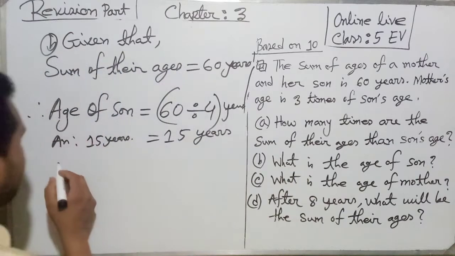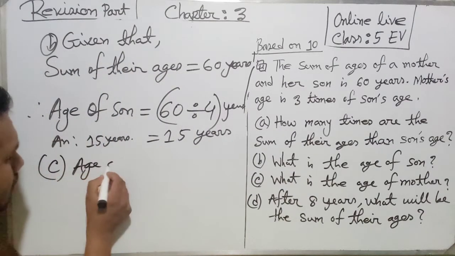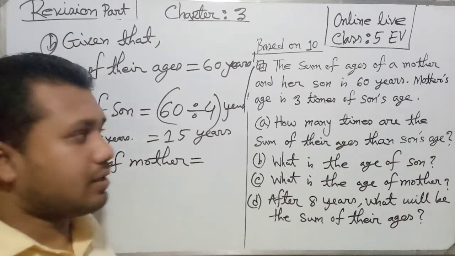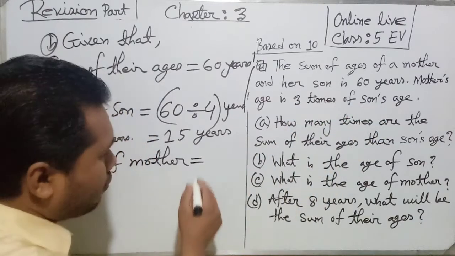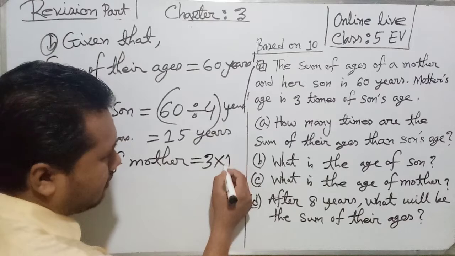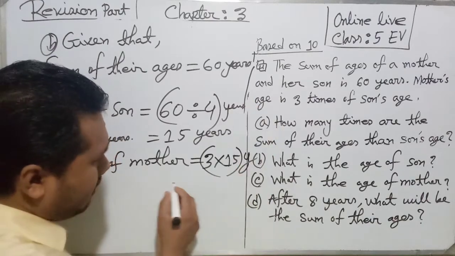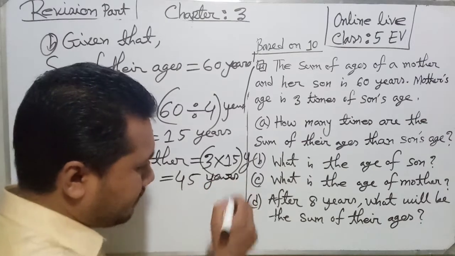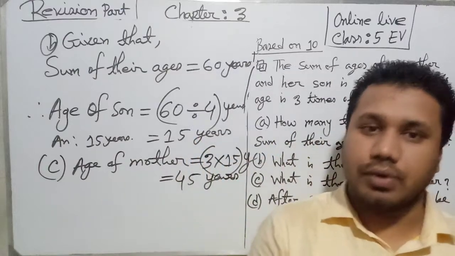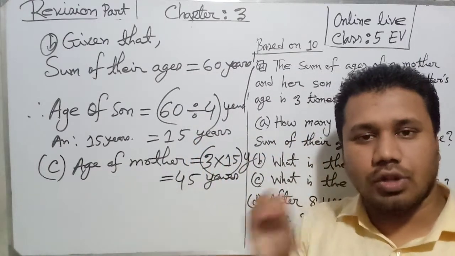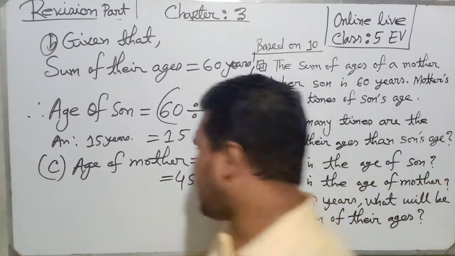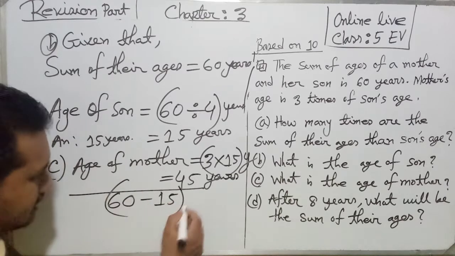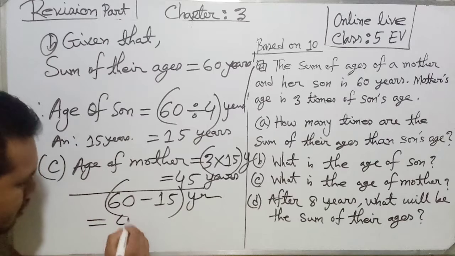Now what will be the age of the mother? Look, the age of the mother is 3 times the son's. Clear? So we can say 3 into 15 years. Clear? So it will be 45 years. So the answer is 45 years. Dear students, you can also write an alternative way. For finding the age of the mother, you can apply an alternate way. Which will be our alternate way? You can write 60 minus 15 years. So it will be 45 years.